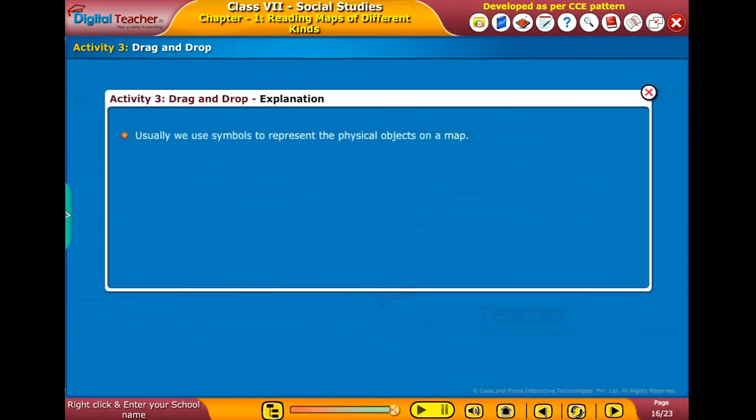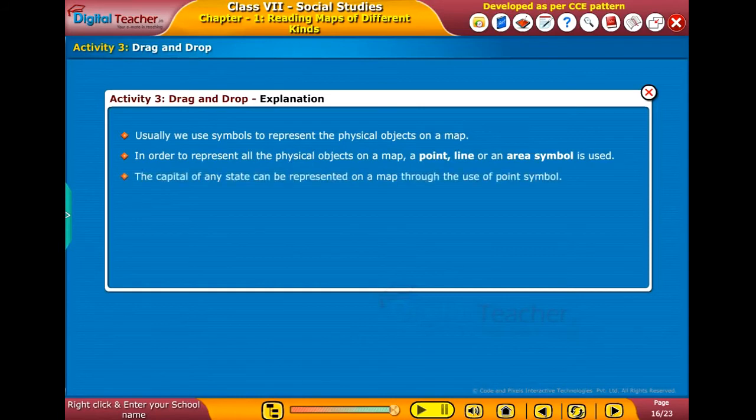Usually, we use symbols to represent the physical objects on a map. In order to represent all the physical objects on a map, a point, line or an area symbol is used. The capital of any state can be represented on a map through the use of point symbol. The rivers or streams can be represented on a map with the use of line symbol.